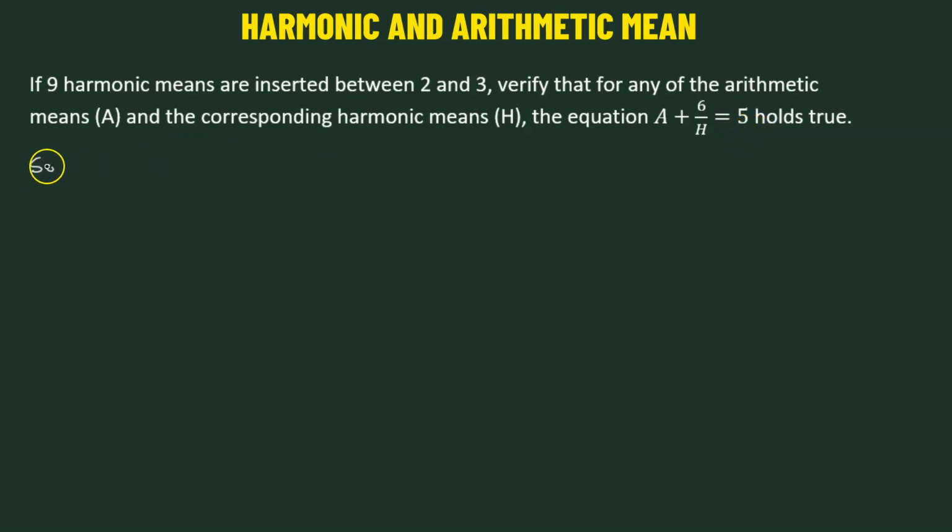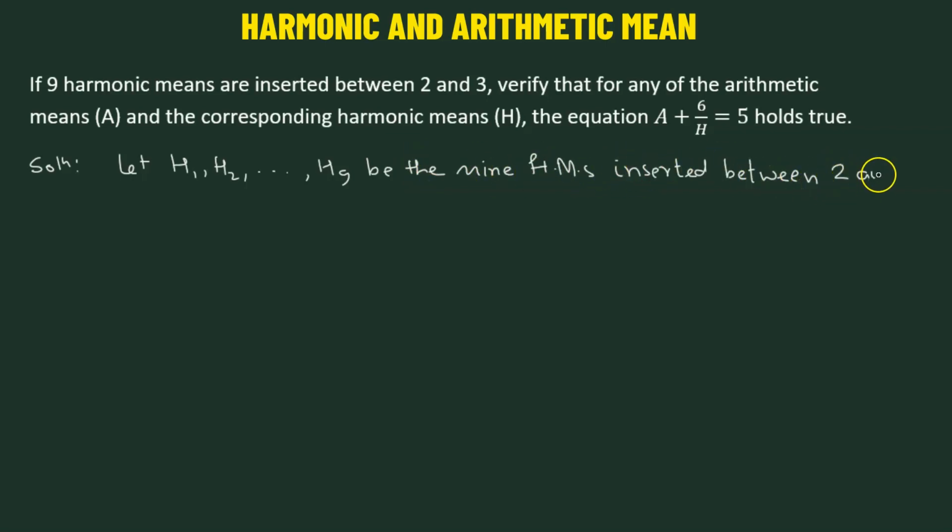Let us begin. First we'll suppose that h1, h2, h3 all the way up to h9 are the 9 harmonic means inserted between the numbers 2 and 3. That would mean that 2, h1, h2, h3, all the way up to h9, and then the last term, 3, are going to be in harmonic progression.